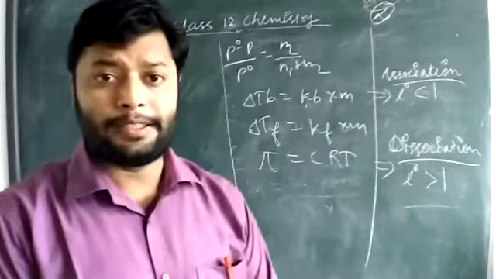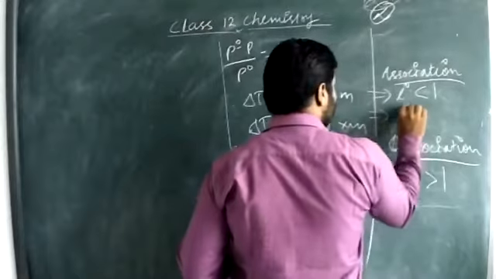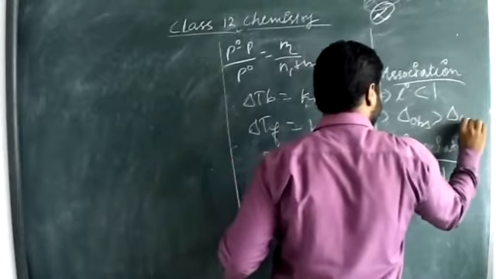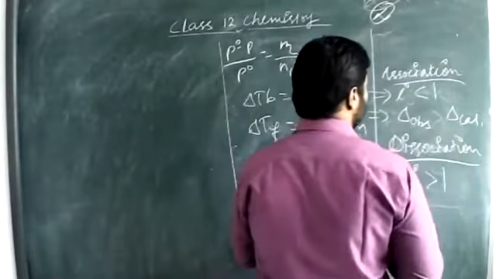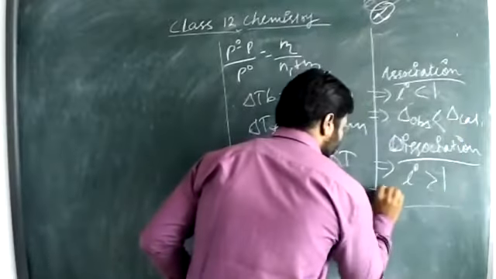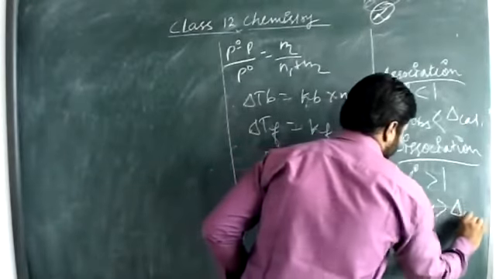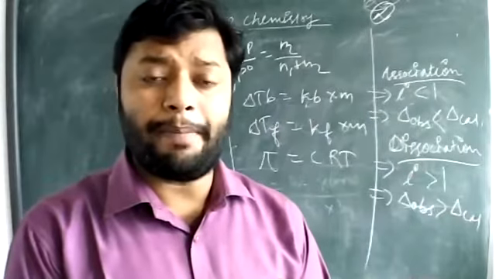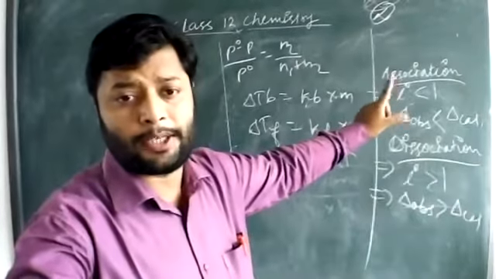You can also guess, if the delta observed and delta calculated, on the basis of colligative property, you can mention whether the substance is going for dissociation or association.